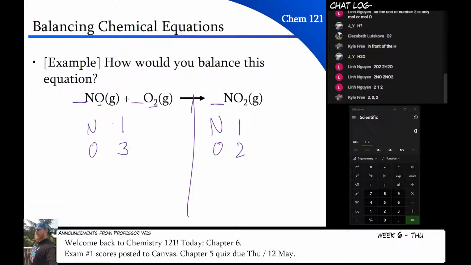Well, unfortunately, the only place I can really start is on the right here. So I had to do something like this, which makes this wrong. But it does mean that I only need 1 of each now. So if I do this, I get a balanced equation. So the balanced equation here is 2NO plus O2 makes 2NO2.